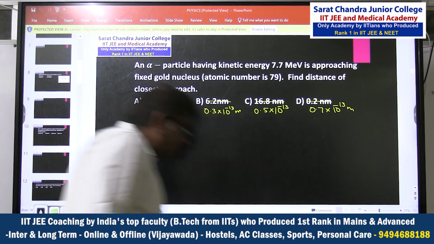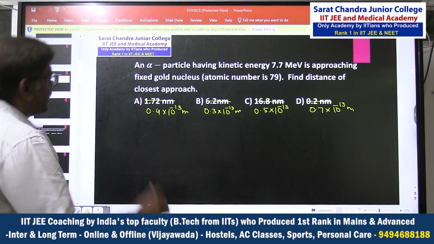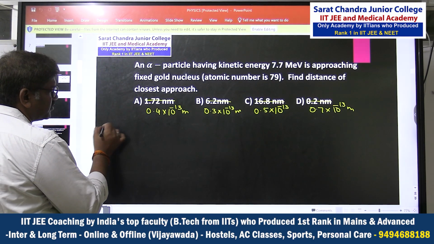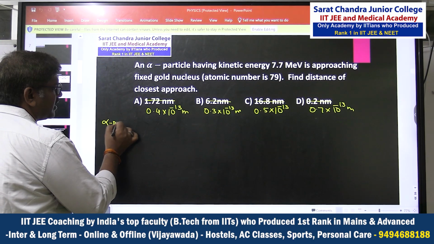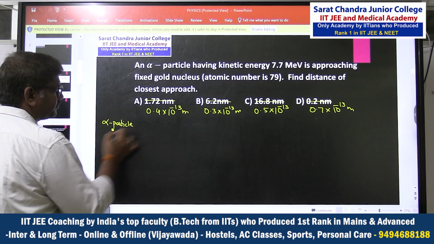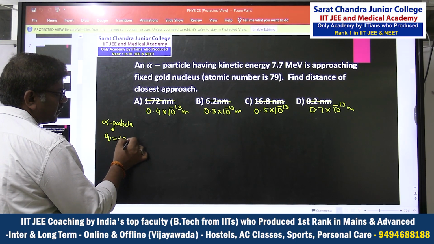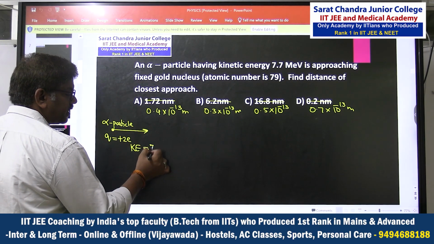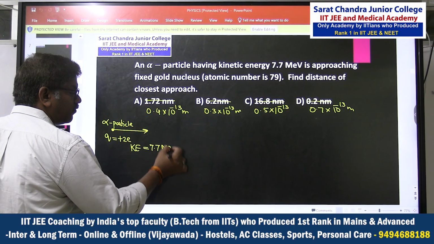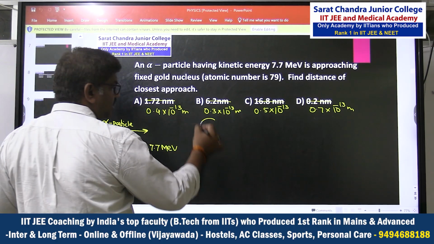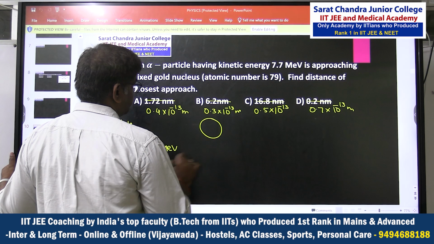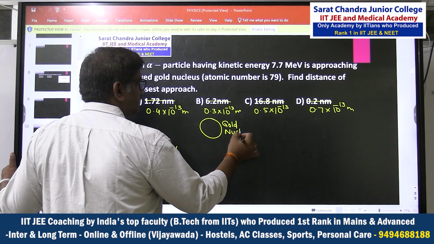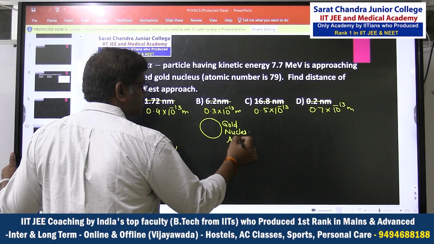Now let's see what is the concept which we are using for this. There is an alpha particle. Now you all know alpha particle means helium ion. Alpha particle is having the charge plus 2e. It is being projected with some kinetic energy, which is given to you, 7.7 mega electron volt. And there is a nucleus which is fixed, a gold nucleus which is fixed with the atomic number 79.